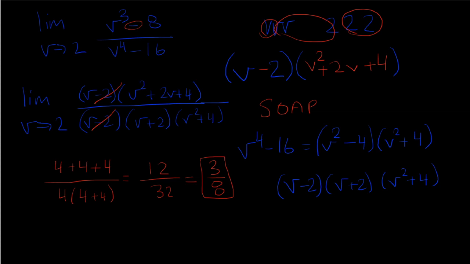Okay, let's try one more. I have the limit as x approaches 9 of square root x minus 3 over x minus 9. If I were to plug in x equals 9, I'm going to get 0 over 0.